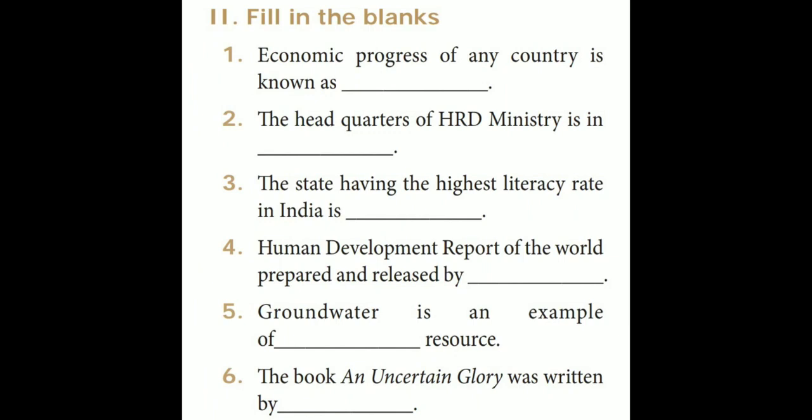Economic progress of any country is known as economic development. Second one, the headquarters of HRD ministry is in Shastri Bhavan, New Delhi. Third one, the state having the highest literacy rate in India is Kerala. Fourth one, the Human Development Report of the World is prepared and released by the United Nations Development Program. Fifth one, groundwater is an example of renewable resources. Sixth one, the book An Uncertain Glory was written by Professor Amartya Sen.